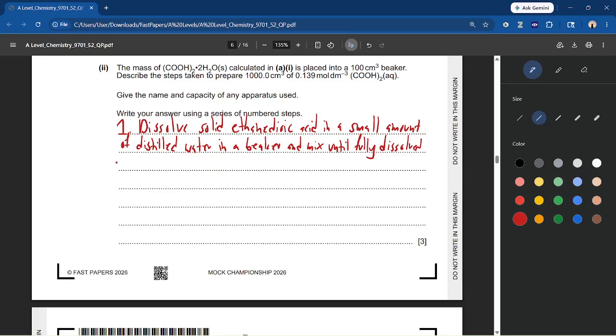Number 2, transfer this solution into a 1000 cm³ volumetric flask, because we're told to describe the steps taken to prepare 1000 cm³.